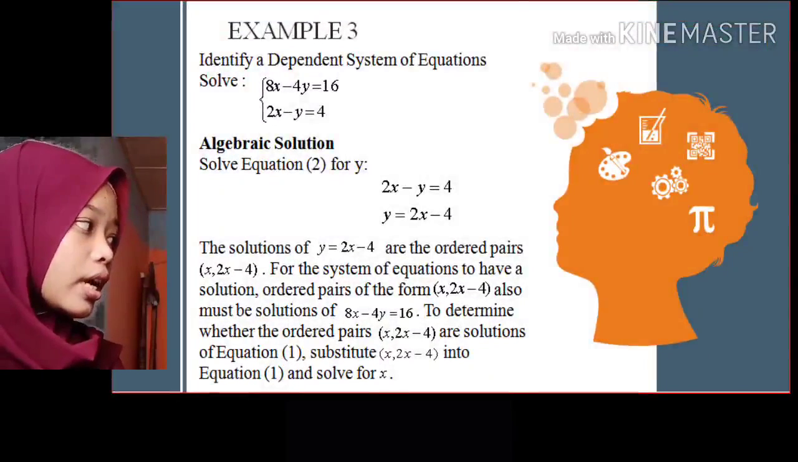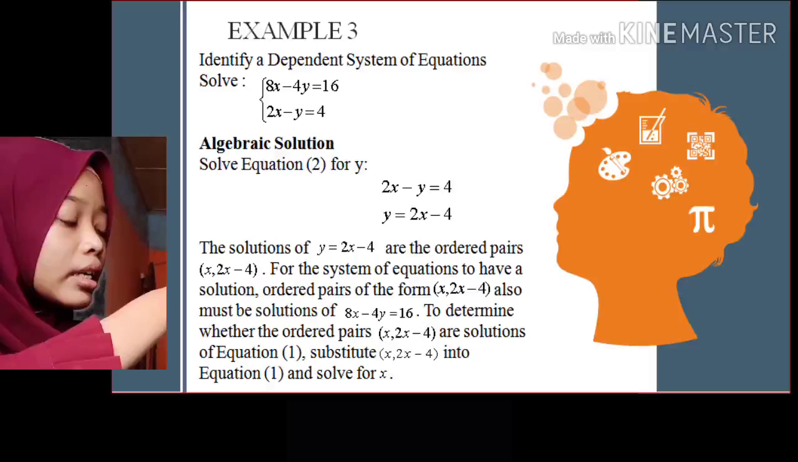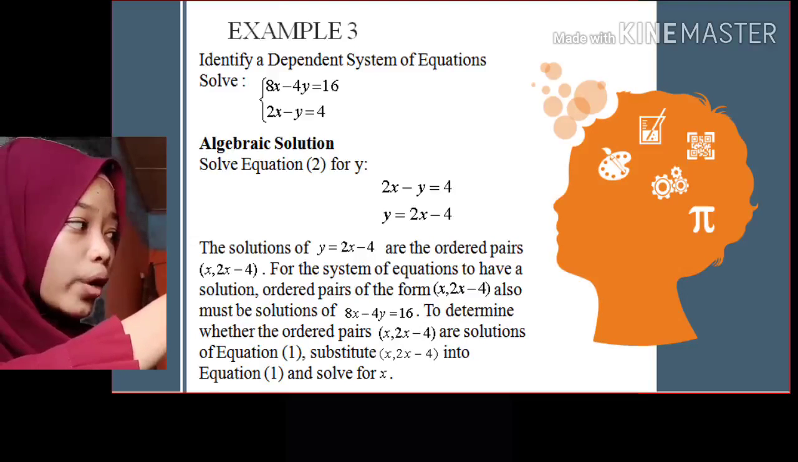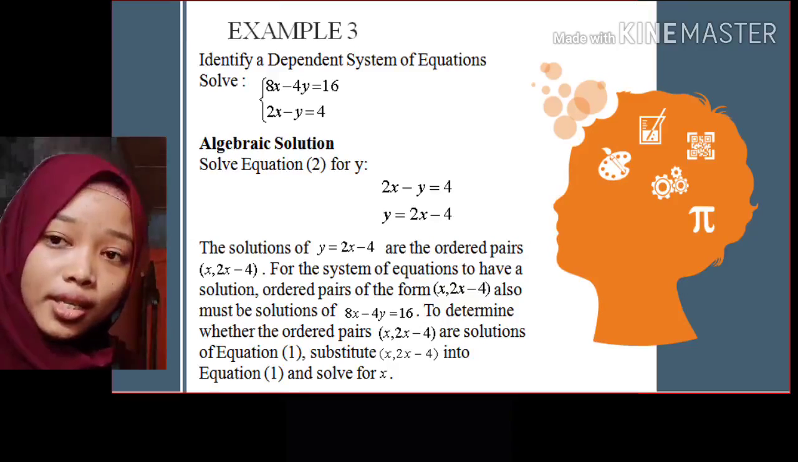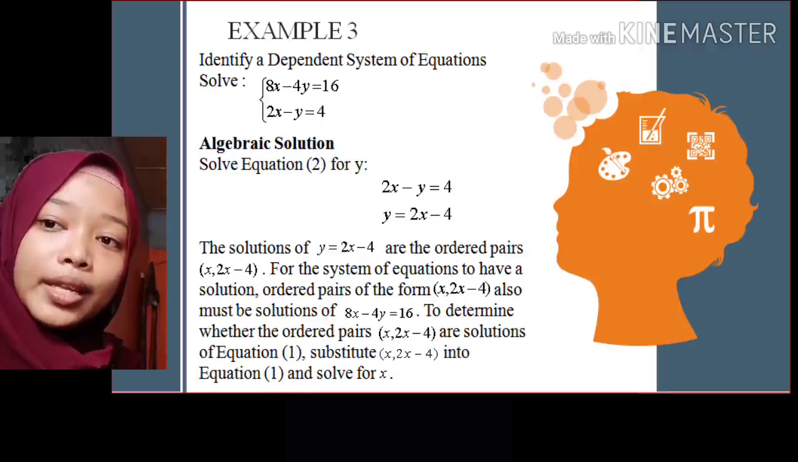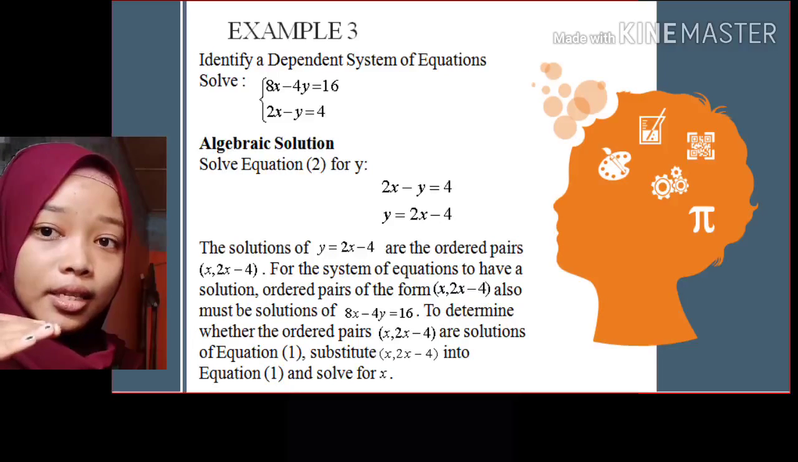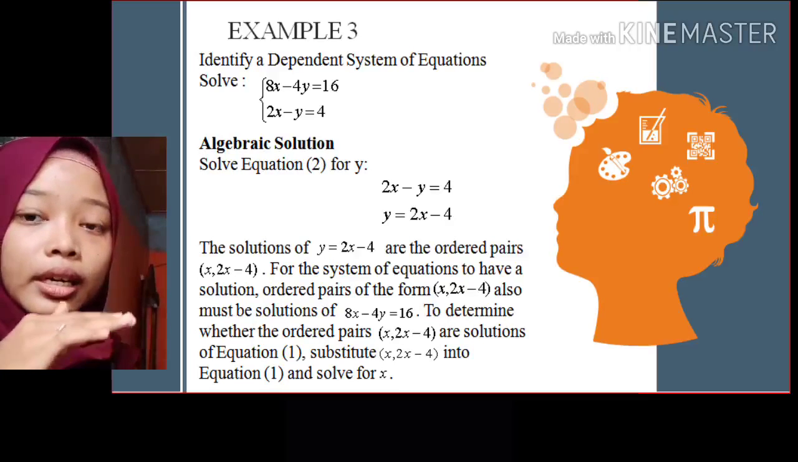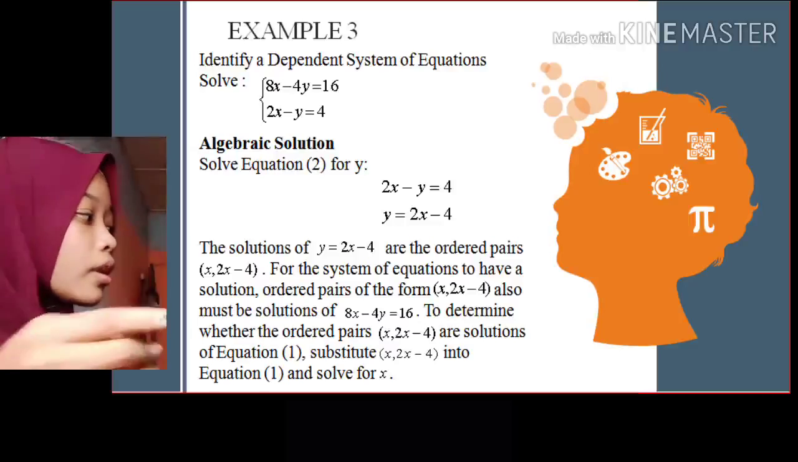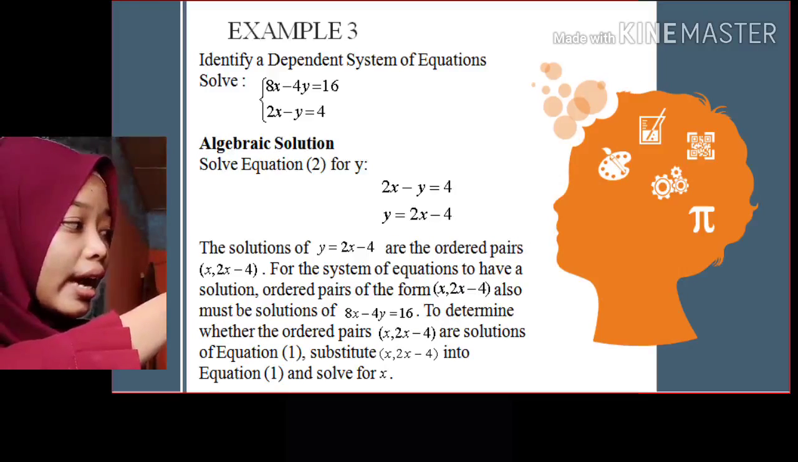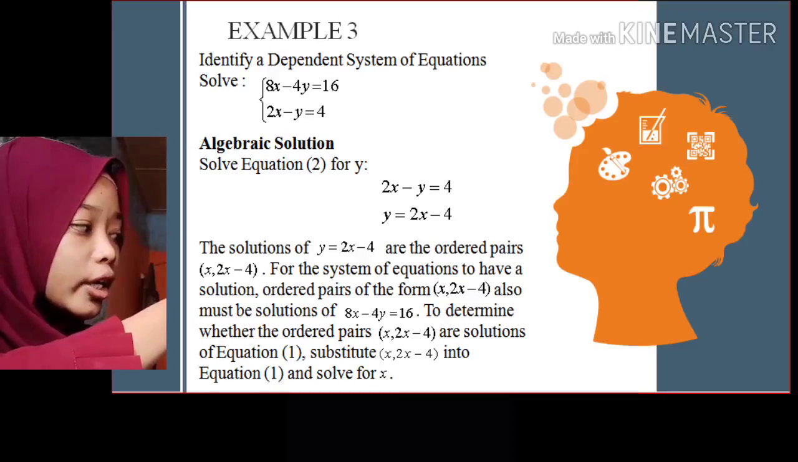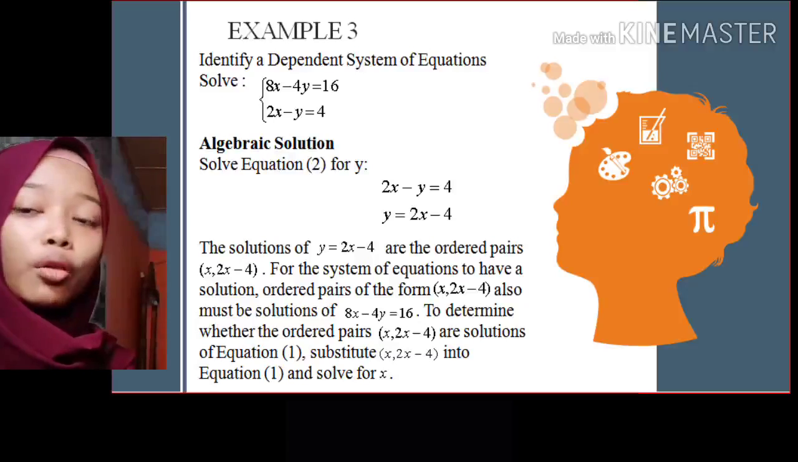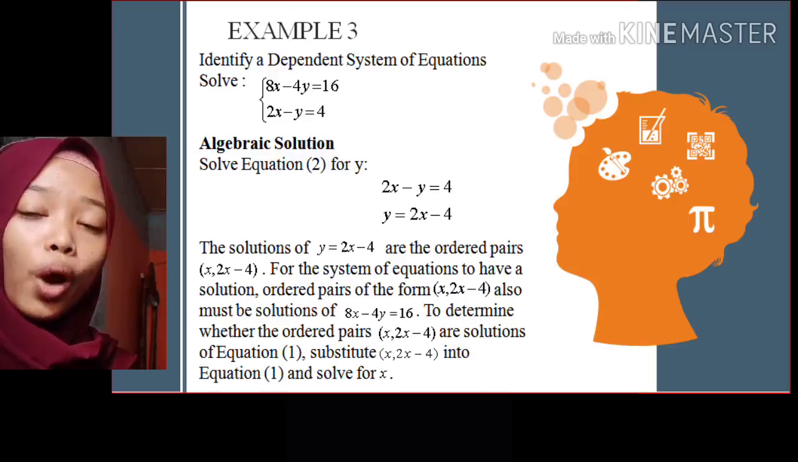Example 3. Identify a dependent system of equations. Inconsistent systems represent parallel lines, while dependent systems represent the same line. Solve 8x minus 4y equals 16 and then 2x minus y equals 4. Solve equation 2 for y.